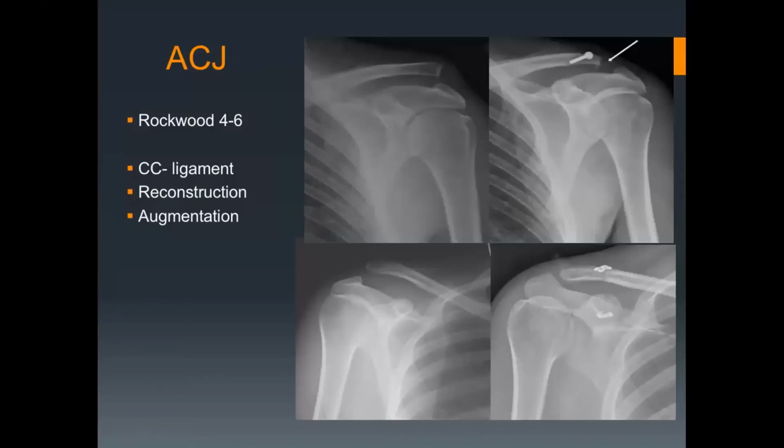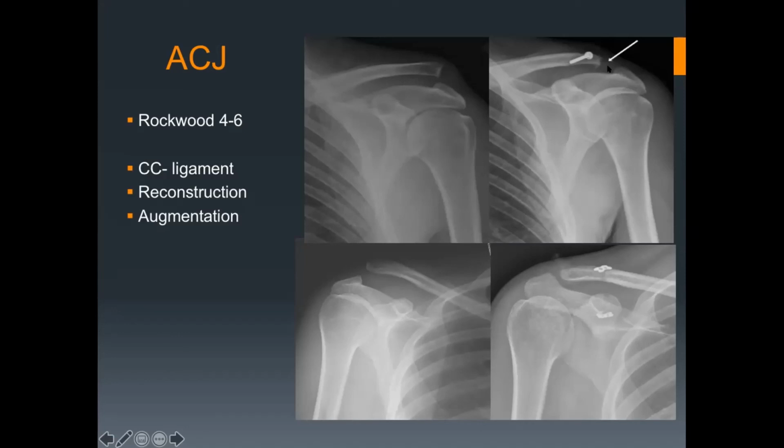And you'll remember that the problem with AC joint dislocation is both rupture of the acromioclavicular ligaments, but most importantly, the coracoclavicular ligaments. And the goal of reconstruction or fixation of the ACJ is really to augment or reconstruct the coracoclavicular ligament. So this is an example on the top of an AC joint reconstruction. You can see a type 5 dislocation with wide separation here.